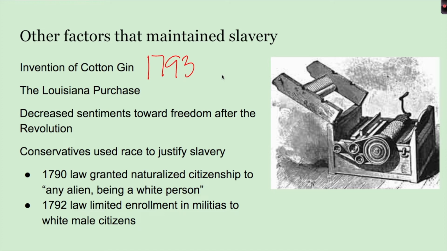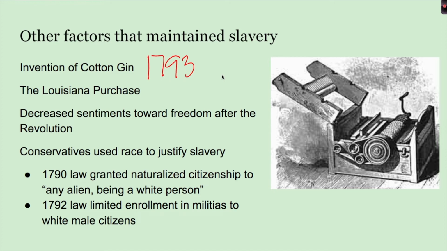the United States. So we're going to go from 3,000 bales of cotton that are exported in 1790 to 178,000 bales that are exported in 1810. Each of those bales weighs 480 pounds, by the way. So cotton becomes our biggest export, and it's going to really fuel the plantation society.